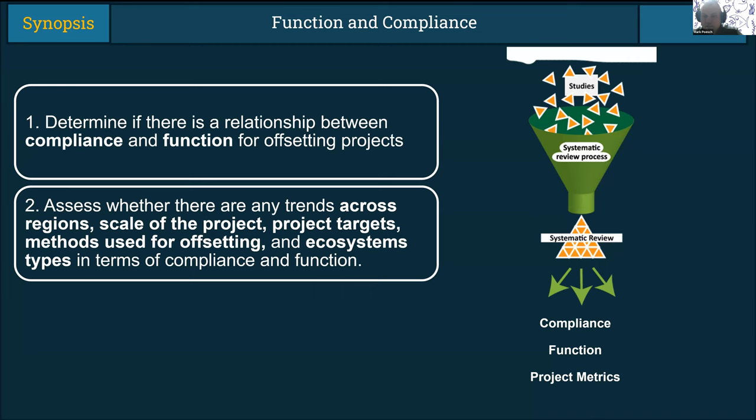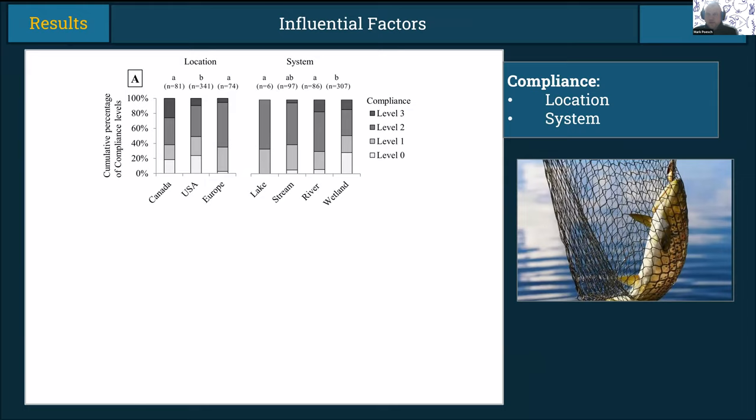And so I'll give you a bit of data, starting with compliance. So these are just stacked bar graphs of the different levels of compliance subdivided by the location of the project or the system type. And these are enumerated from the lowest level of compliance in the bottom in the lightest gray color to the highest level of compliance with the darkest gray color.